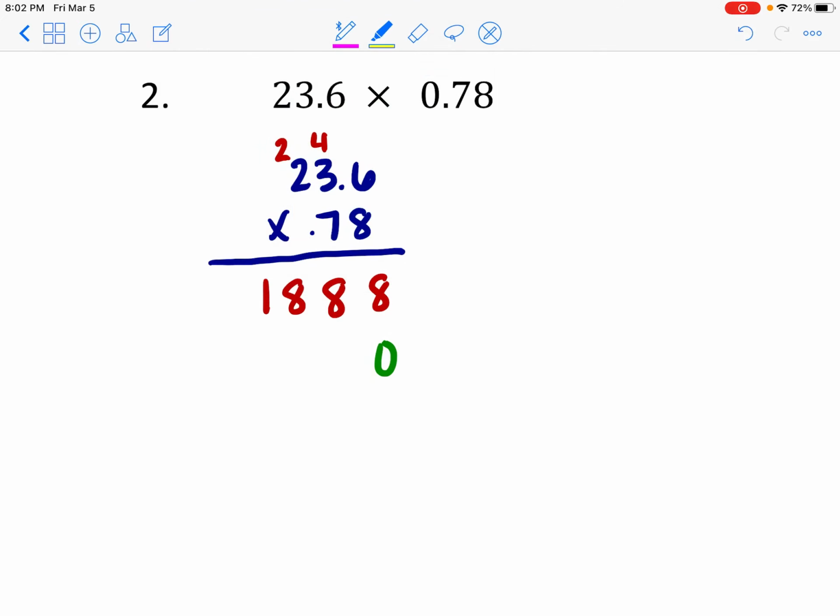So 7 times 6 is 42. So we're going to have a 2, and we're going to carry the 4. And so now it's going to be 7 times 3, which is 21. And 21 plus the 4 makes 25. And so we're going to put a 5, and we're going to carry the 2. And then 7 times 2 is 14. 14 plus the 2 makes 16. So 16 coming down here.